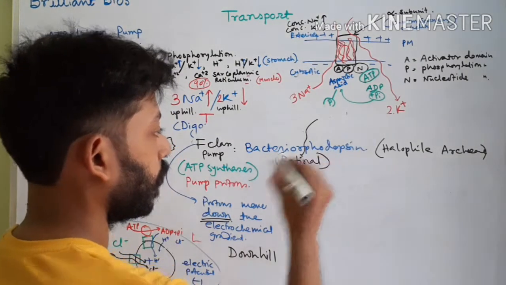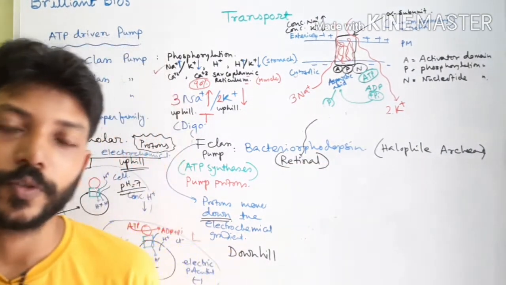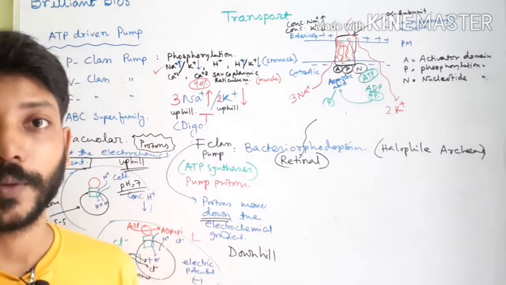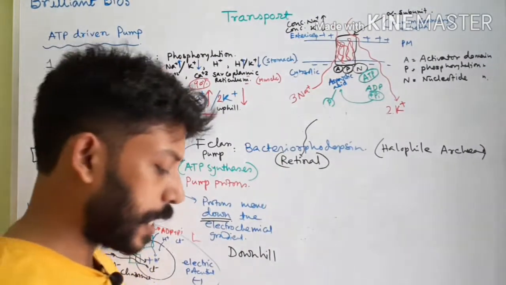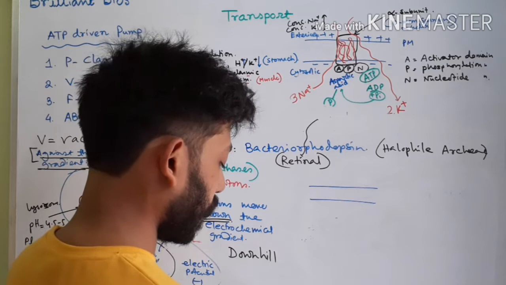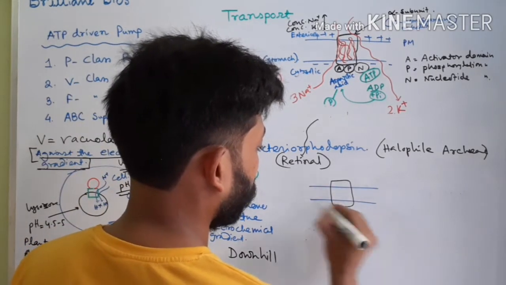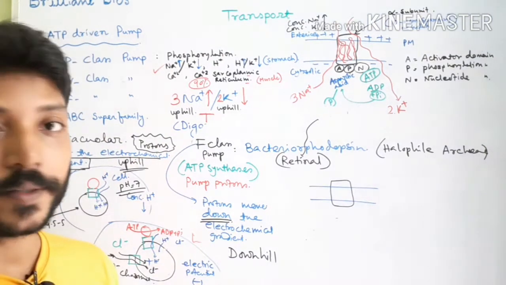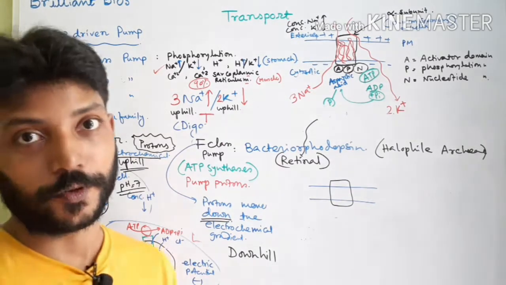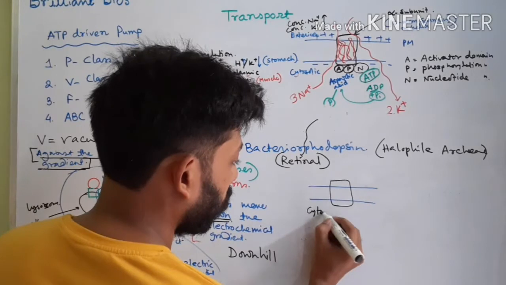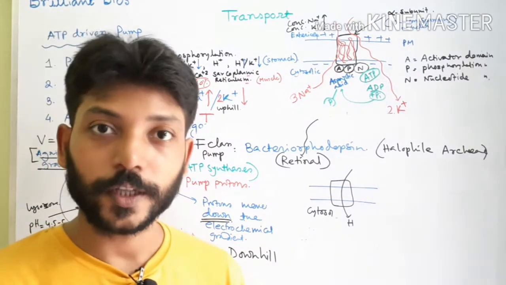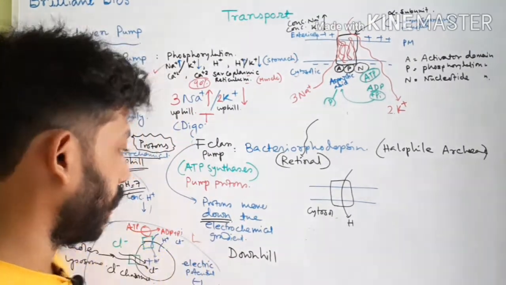So when light falls, then some reactions occur. I will not go into more details about how these bacteriorhodopsins work, because there are some amino acids involved in their functioning. The simple fact is, let's assume this is a plasma membrane, and if it is bacteriorhodopsin, then hydrogen moves from the cytosol to the vesicles, and here it enters into the cytosol, down the concentration gradient. It is very important.